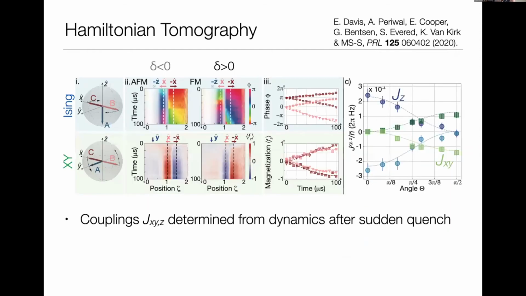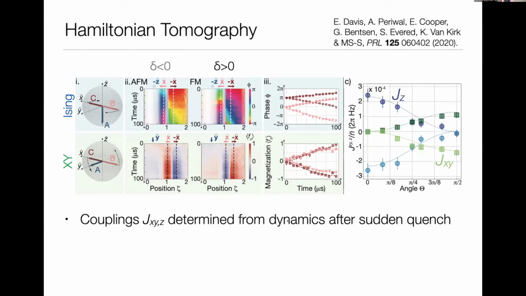Just to give you a flavor, the way that we actually measure this and see that it works is essentially by looking at spin dynamics. So we initialize some spin texture in the cloud of atoms, some spins that are pointing along Z, along X, along minus X. We turn on the light and we watch how this spin texture evolves. And we designed this in such a way that it allows for transparently extracting the spin couplings from the dynamics.